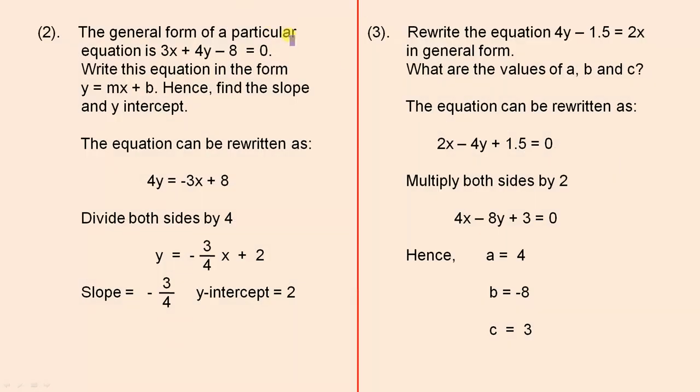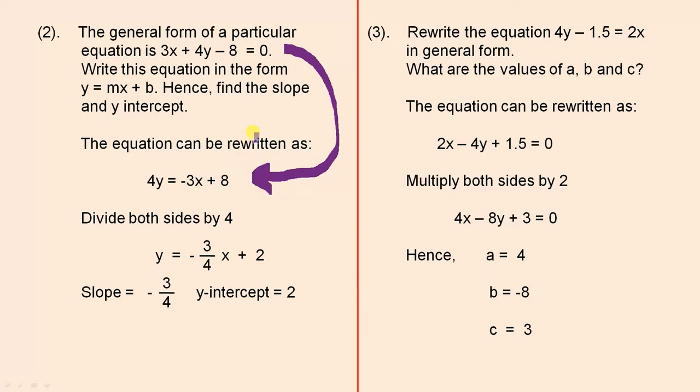Let's look at example 2. The general form of a particular equation is 3x plus 4y minus 8 equals 0. Write this equation in the form y equals mx plus b, hence find the slope and y-intercept. So we can manipulate this equation from there to there.